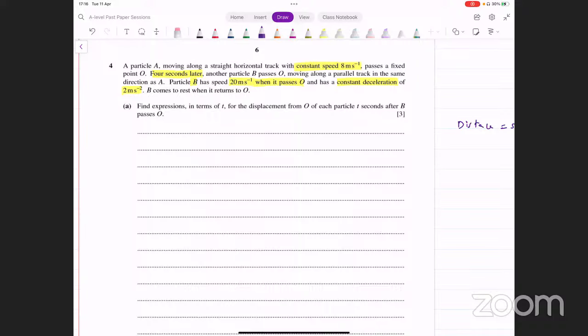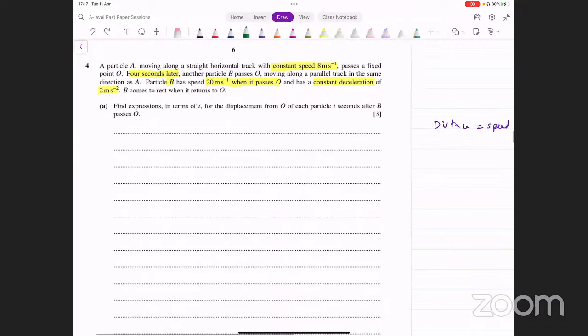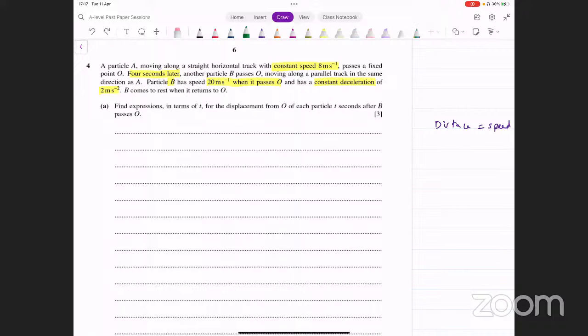B's speed is this and A's is this. B comes to rest when it returns to O. Find expression in terms of T for the displacement of O of each particle T seconds after B passes O. Okay, now when B passes O, how much time will have passed at that time? Oh, here we missed one thing. 4 seconds later. So when B started, 4 seconds had already passed. 4 seconds are already gone at that point.